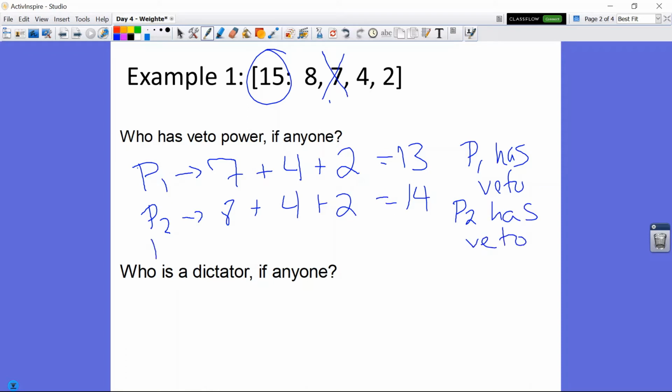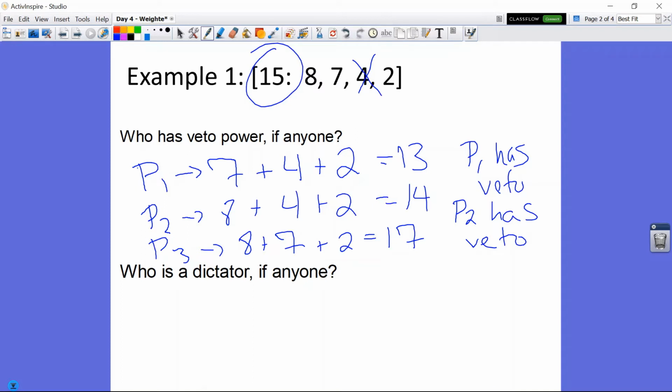All right, let's try person 3. If person 3 says absolutely no way, not going to happen, I'm not voting on this, person 1, person 2, and person 4 are going to vote together, and they are going to have 17 votes, which is enough to meet our quota. So person 3 does not have veto power. In this particular example, person 1 and person 2 are the only people that have veto power.